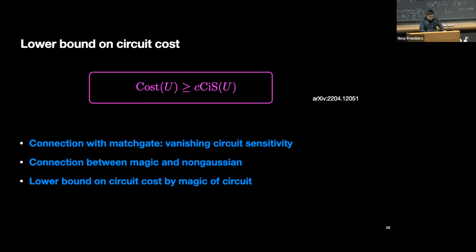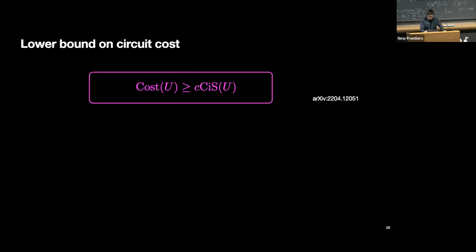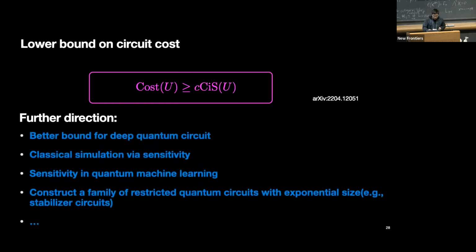We are just starting the research on circuit complexity, so there are still several directions or problems we are considering now. For example, is there any better bound for deep quantum circuits, using magic or circuit sensitivity? The second thing we are considering is classical simulation by sensitivity, which means can we bound the running time of classical simulation of quantum circuits by the amount of sensitivity?